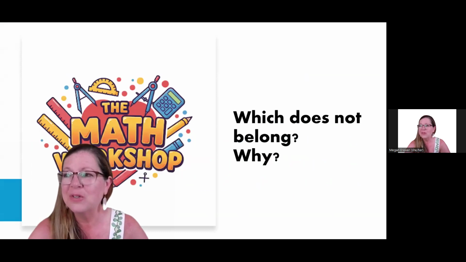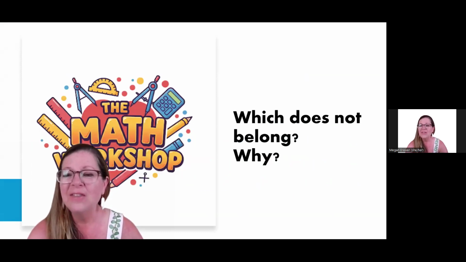Let's look at another math routine. This one's called Which Does Not Belong. And in this math routine, the teacher usually shares a collection of 4 items. It could be numbers, shapes, photos, or pictures, sometimes words, and asks the students which does not belong, and asks the students to think about why. Why does it not belong?